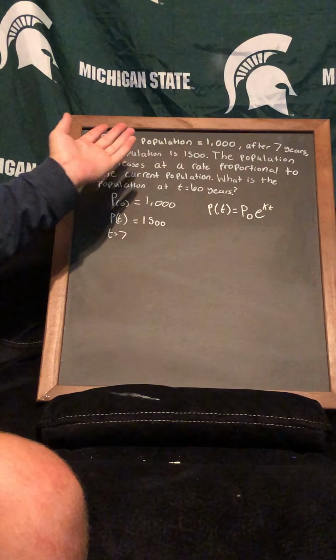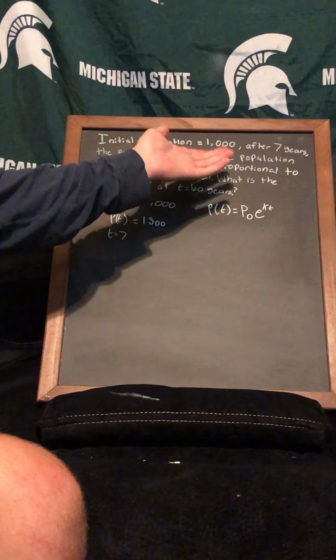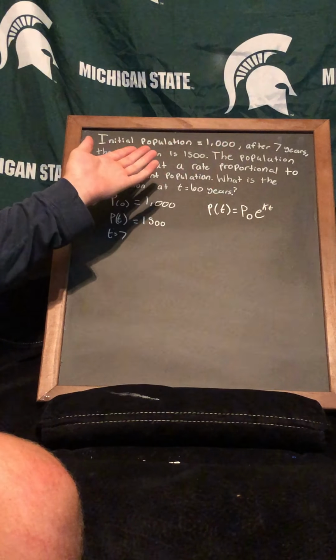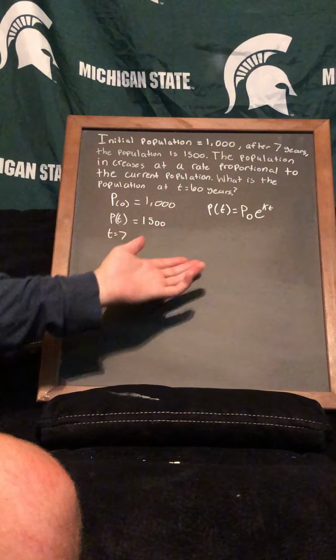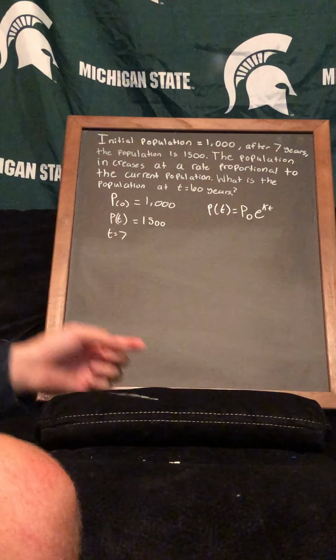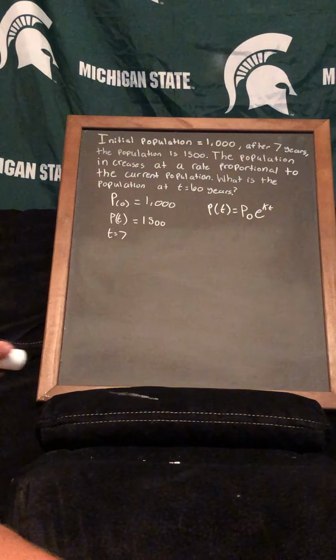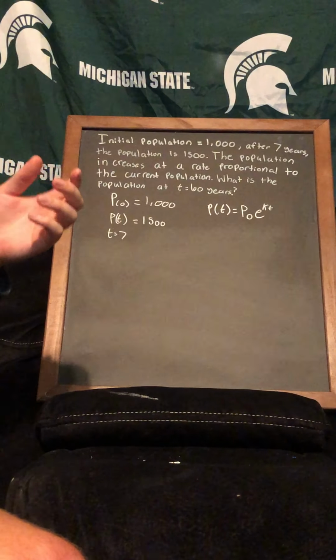So as you can see here, the initial population is gonna be 1,000. Then after 7 years, population increases to 1,500, and the population increases at a rate proportional to the current population. And then the final question is asking what is the population at 60 years.